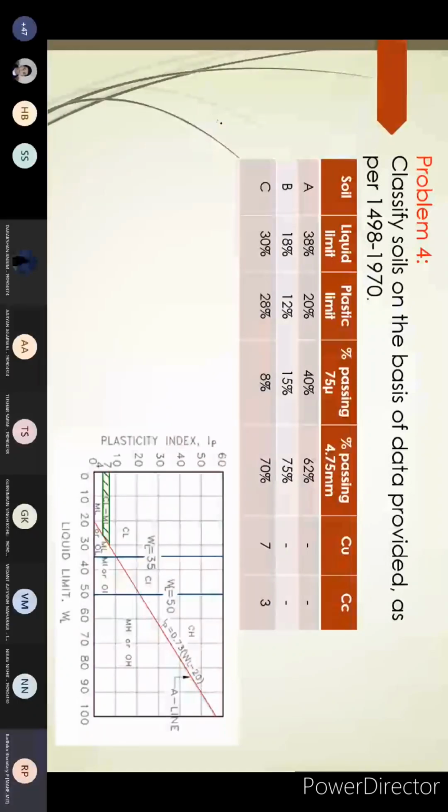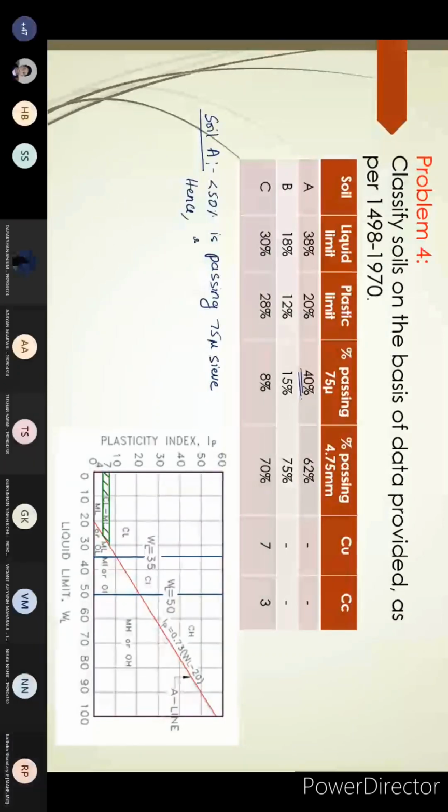So, we'll solve this last problem, soil A. The soil A is coarse grained, so less than 50% is passing 75 micron sieve, hence coarse grained soil. The next step is whether it is gravel or sand. So we'll again put here the percentage gravel. How much is it? Percentage gravel is 100 minus 62. How much will it be? 38%.